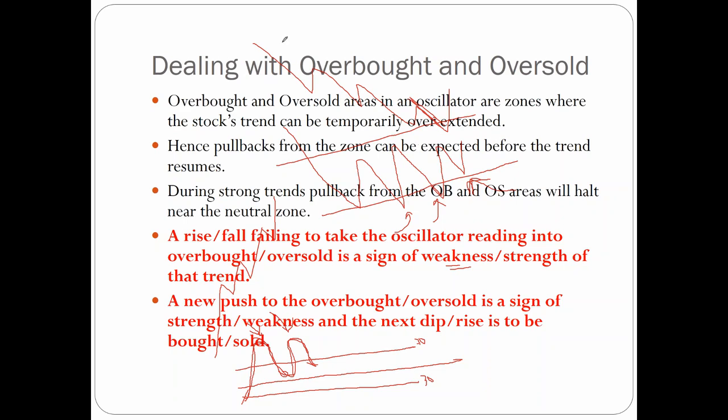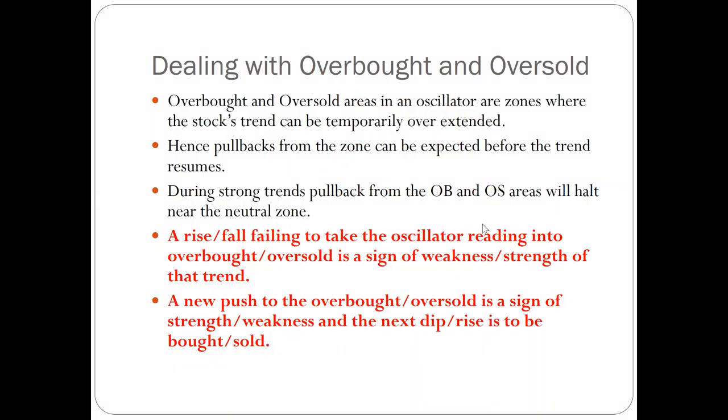That means the downtrend may be weakening. We'll see the chart right now and you will be very clear. But I suppose the funda is clear. If the markets are falling, every time the RSI touches the oversold zone, that means the downtrend is very good, and once it does not touch the oversold zone, that means the downtrend may be weakening.